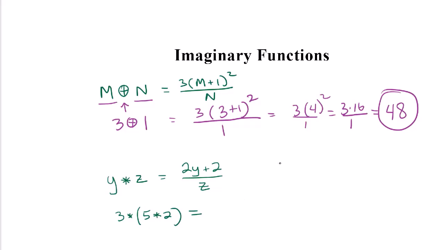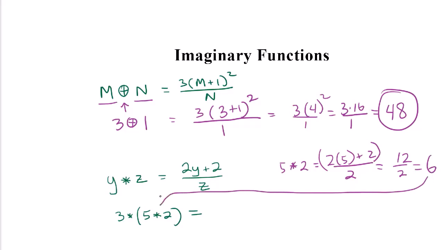5 star 2. So let's kind of look at that up here separately. 5 star 2 means 2 times the value 5, what comes before the star, plus 2, divided by z, the value after the star, which is 2 in this case, right? So that equals 10 plus 2. Essentially, my numerator is in parentheses, so I'm going to evaluate that first. That's 10 plus 2 is 12 divided by 2. That's 6.